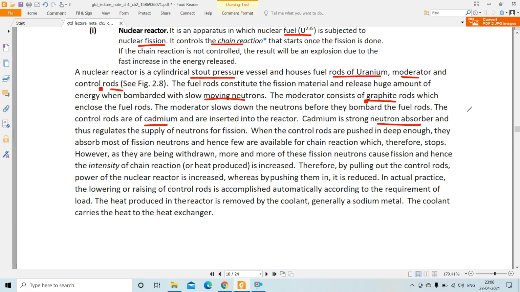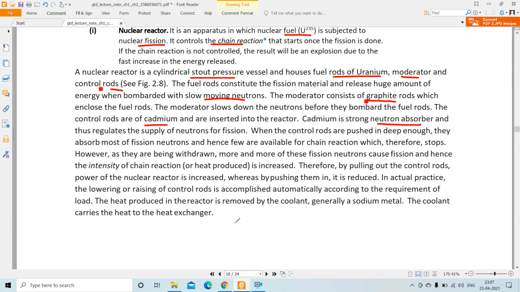So when control rods are pushed in deep enough, they absorb most of the fission neutrons and hence few are available for the chain reaction, which therefore stops. However, as they are being withdrawn, more and more of the fission neutrons cause fission and hence the intensity of the chain reaction is increased. Therefore, by pulling out the control rods, the power of the nuclear reactor is increased, whereas by pushing them in, it is reduced. In actual practice, the lowering or raising of the control rods is accomplished automatically according to the requirement of load.